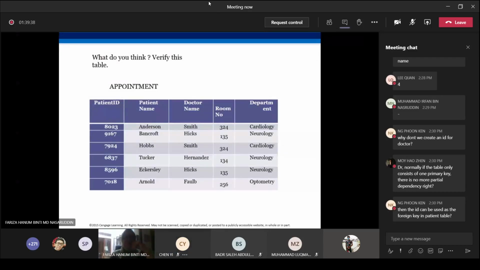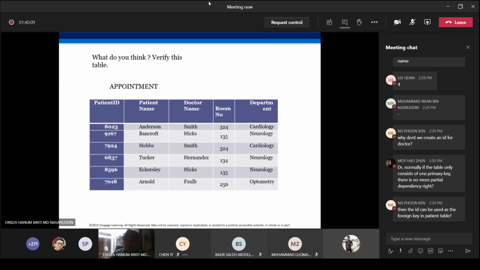If you want to create a new table called room, that's fine. You can say that it is transitive, yes. Just now, when you say room number 324 will always determine that it is in cardiology, theoretically, yes, you can do that. And if you want to create another table called room, yes, you can. You can make that a new table.